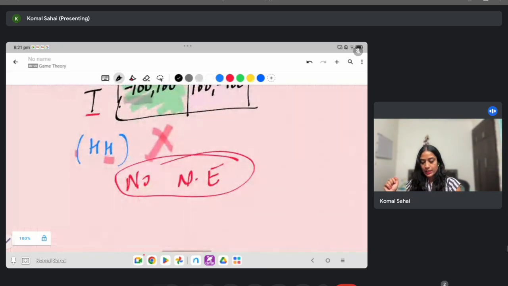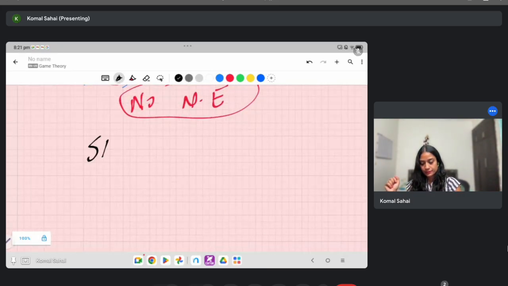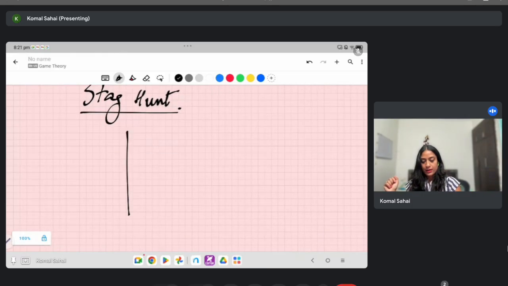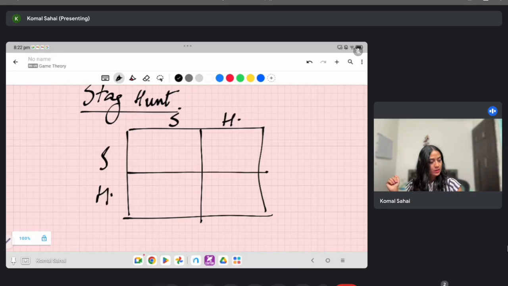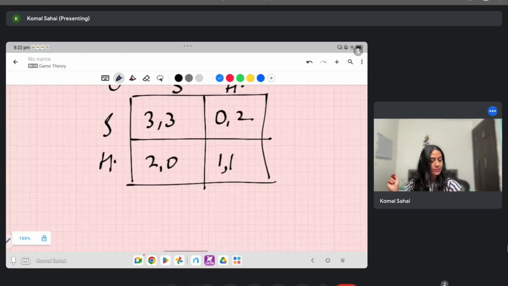Okay, let's also do Stag Hunt. In Stag Hunt, our game, the only difference from Prisoner's Dilemma was that the deviation was less beneficial than coordination. So this is what we had: 3 comma 3, 0 comma 2, 2 comma 0, 1 comma 1.